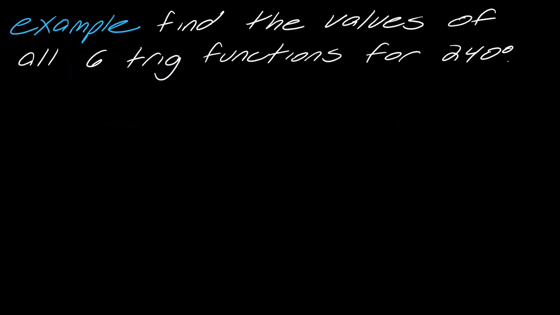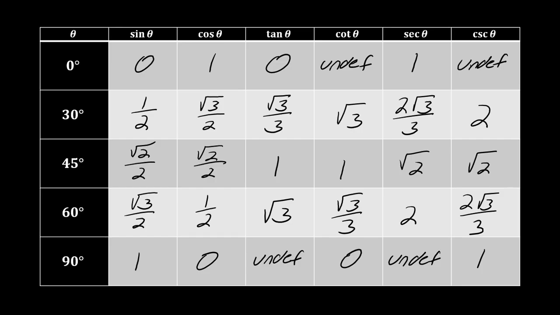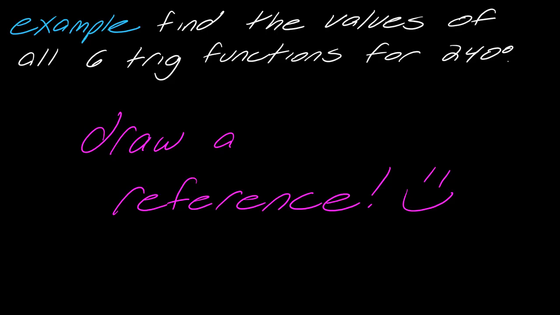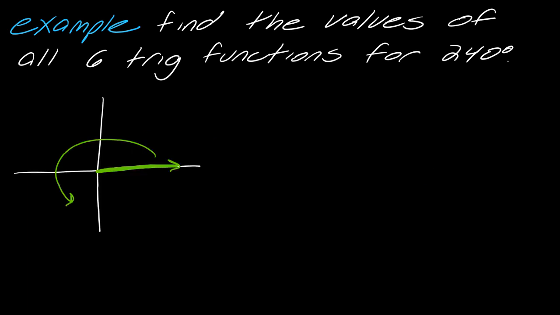What I want to do is find the values of all 6 trig functions for 240 degrees. You'll notice that that is not in this chart. So we're going to draw and figure out the reference angle to do this. It's going to take a little bit of work, but I'll show you everything. For 240 degrees, I've got my initial side, and 240 is going to be somewhere in the third quadrant. Here's my 240 degree angle. What I want to do next is create that reference angle.